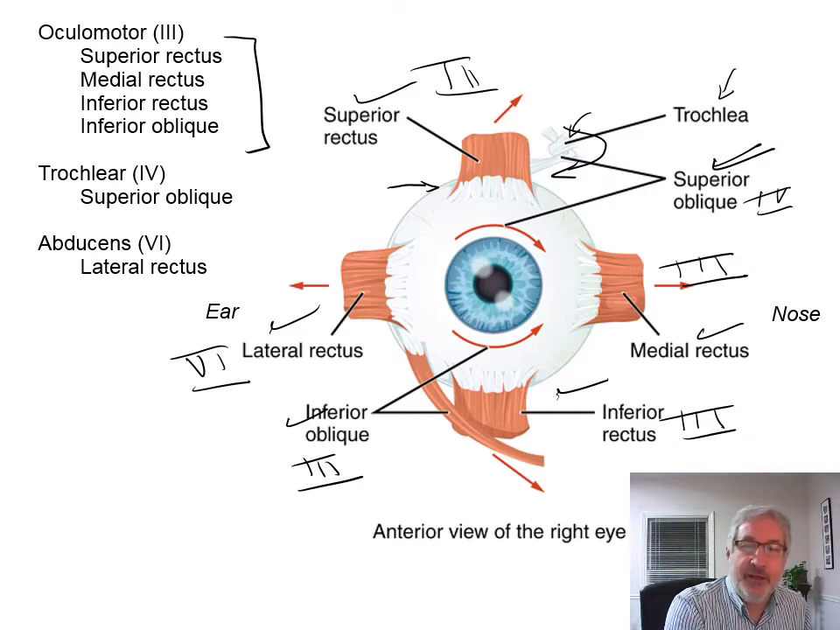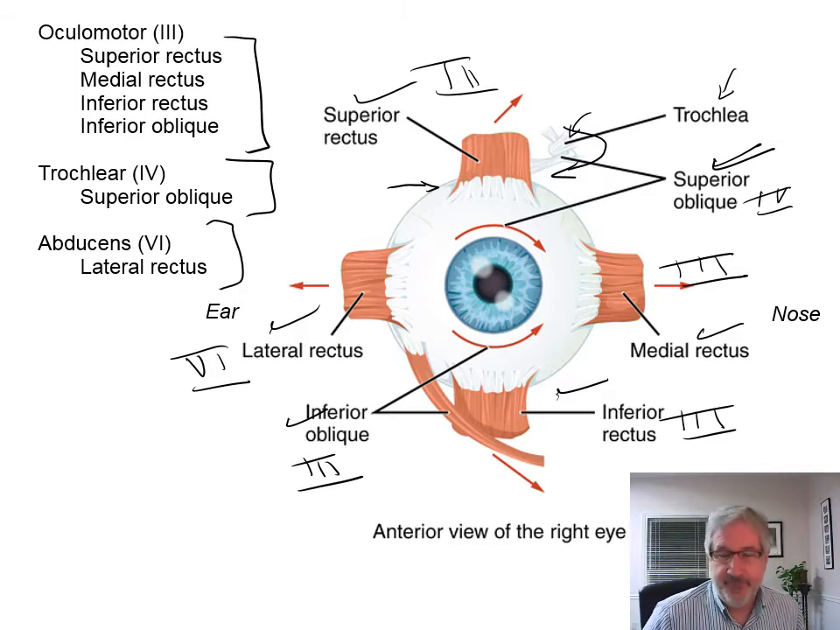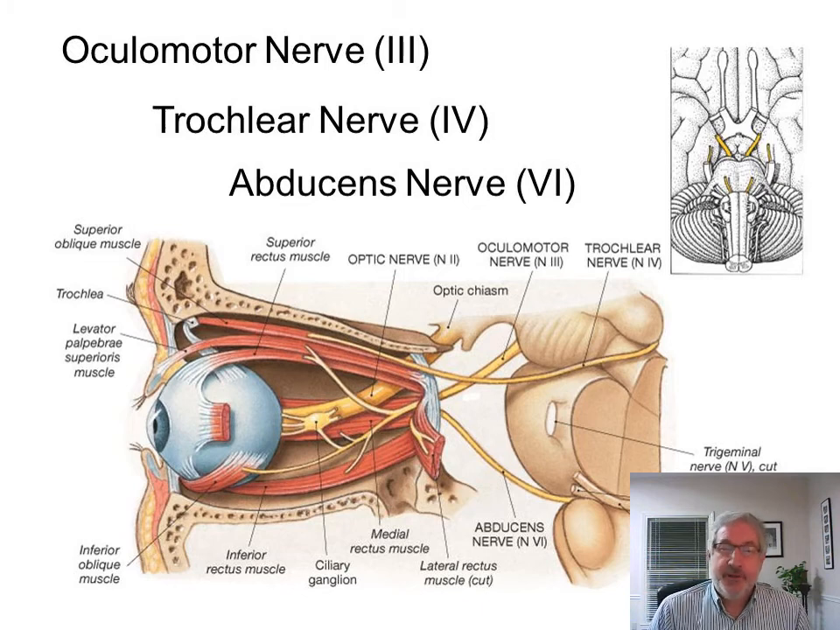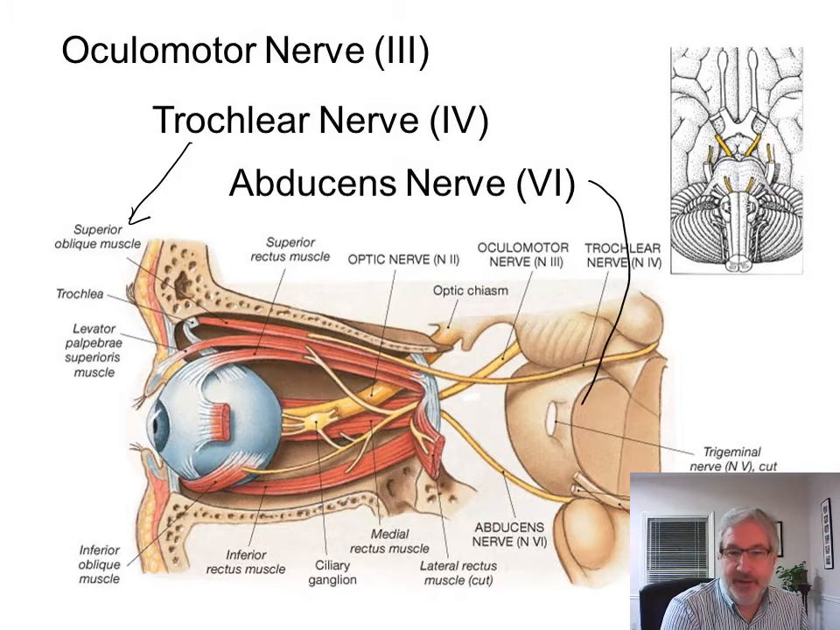The trochlear has the superior oblique all by itself, and the abducens has a lateral rectus muscle all by itself. Okay, next slide. So the previous slide was an anterior view of the eye. This is a lateral view of the eye, and so the trochlear nerve doing the superior oblique muscle here, abducens nerve doing the lateral rectus muscle there, and that was cut, and so there's the front part of the lateral rectus muscle there.